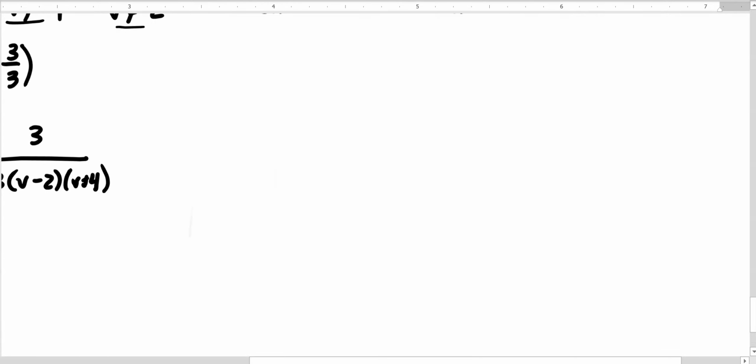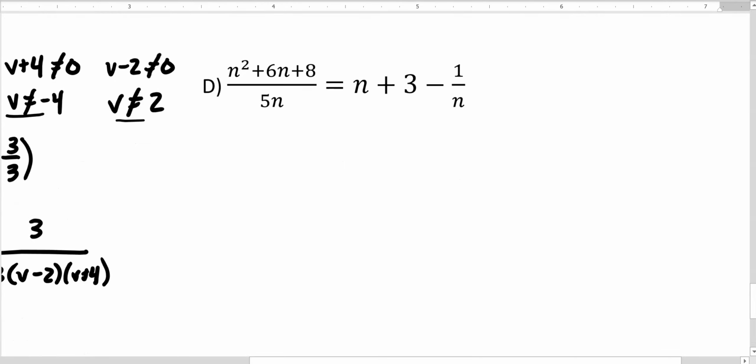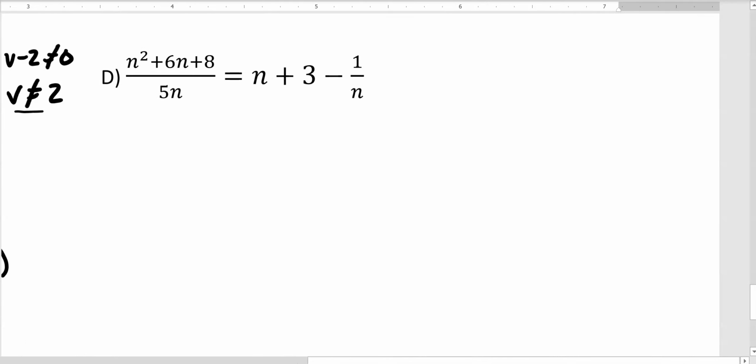All right, one more problem to do. One more, last one. Hopefully we're feeling pretty good with these. This one's going to be a fun one. Okay, here we go. So, starts easy. n cannot equal 0. Right? That's the only denominator that we're really at play here. So my excluded value, n cannot be 0.